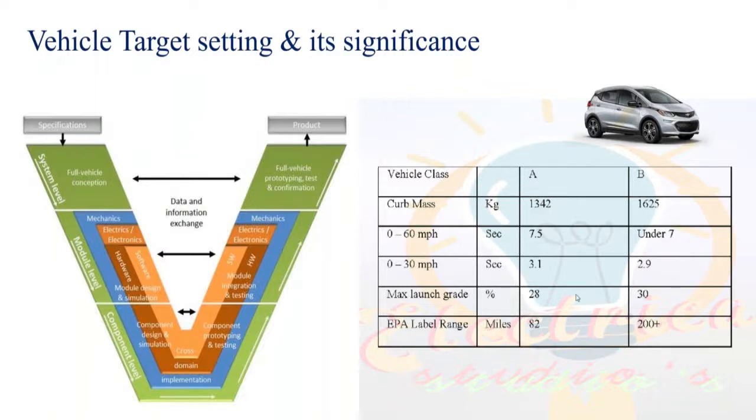And the previous generation vehicle had 28% gradability. But in the new vehicle, they want to increase that gradability, meaning slope, it has to climb more degrees of slope. So they increased it to 30. And the previous vehicle, the range was only 82 miles. And the new vehicle they are developing, they set a target of 200 plus miles. So these are the vehicle level targets. Some examples, there are so many vehicle level targets. These are a few vehicle level targets.